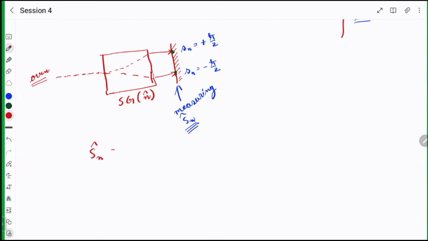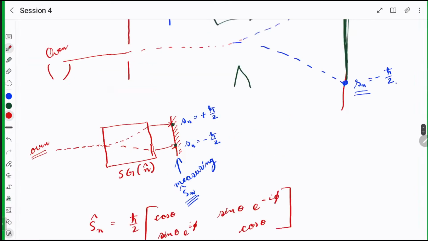So this is something like ħ/2 times the matrix with entries cos θ, sin θ e^(−iφ), sin θ e^(iφ), and −cos θ. So what are this θ and φ? θ and φ correspond to the direction, this n hat direction.